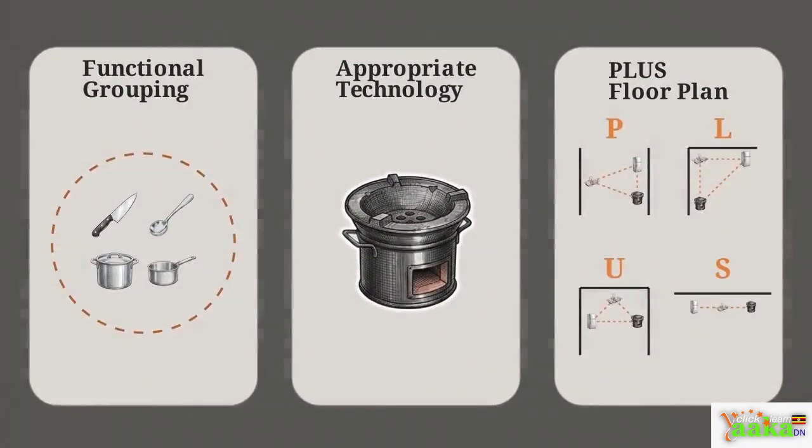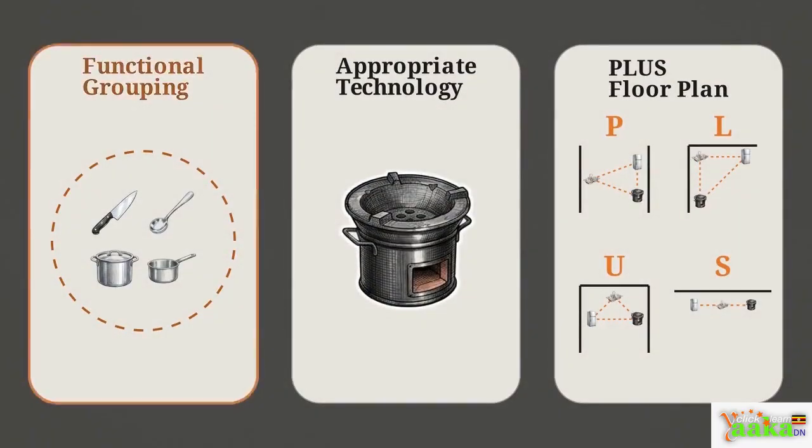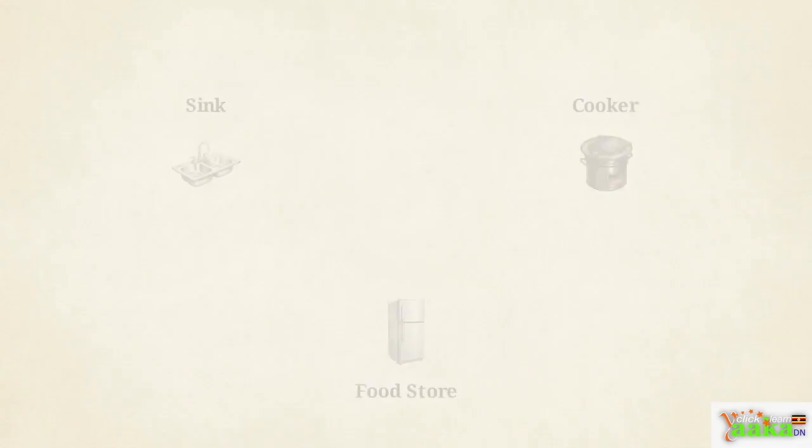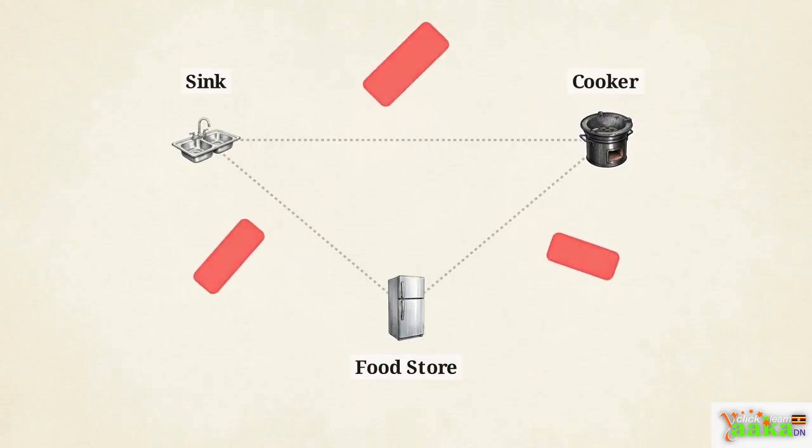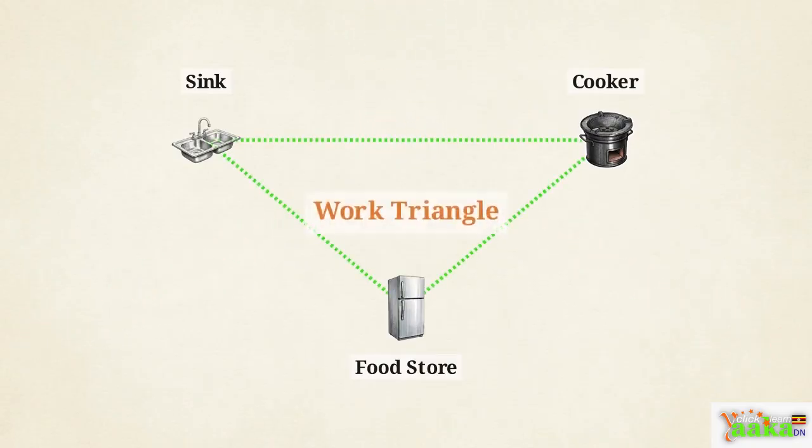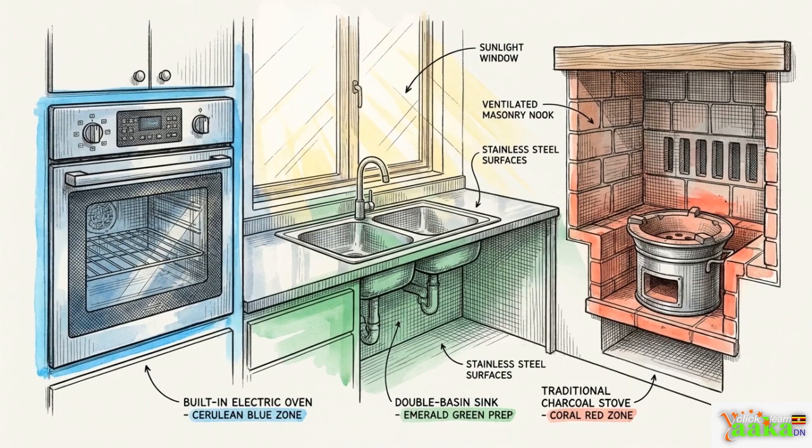This dashboard connects the functional grouping of tools, the selection of appropriate technology, and the application of a PLUS floor plan. Systematic spatial planning removes physical barriers to movement, creating a safer and more reliable environment for food preparation. Whether boiling water on charcoal or baking with electricity, excellent cooking begins with a systematically engineered kitchen.